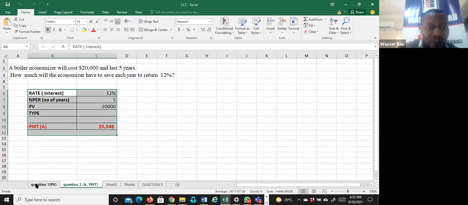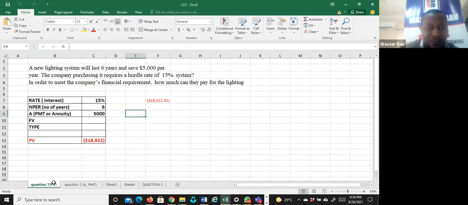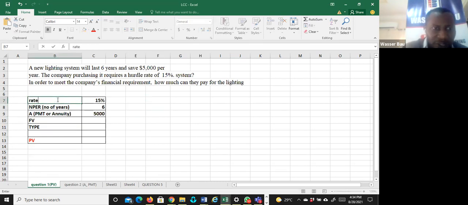So look at how to solve it with Excel. This is the same question in Excel. I will type interest or rate, which is 15%. You put it in percentage. Then the number of years or the lifespan, which is 6 years. And the savings is 5,000. So we're now looking for the present value.